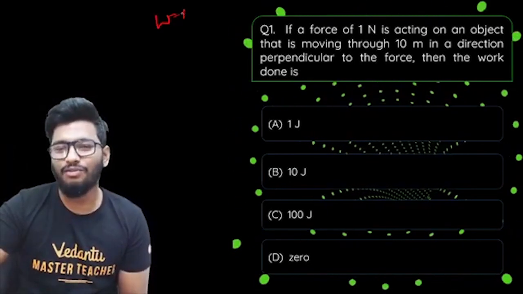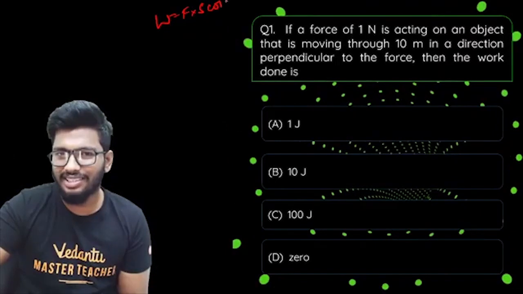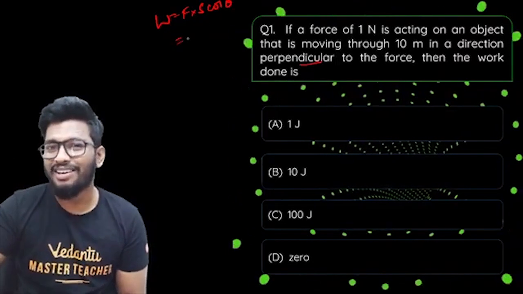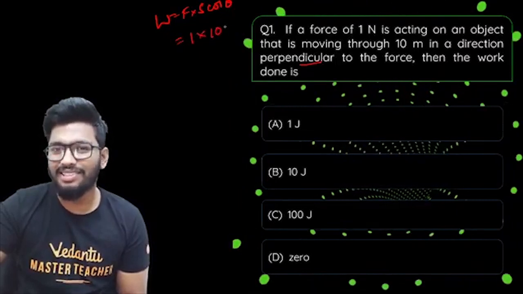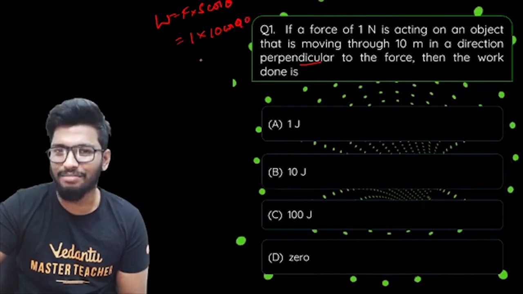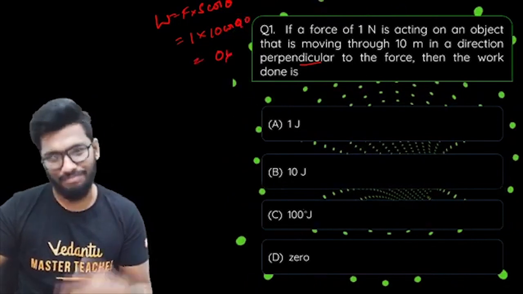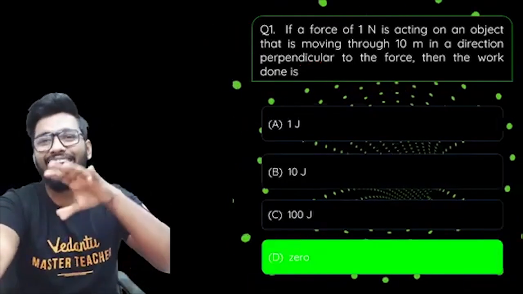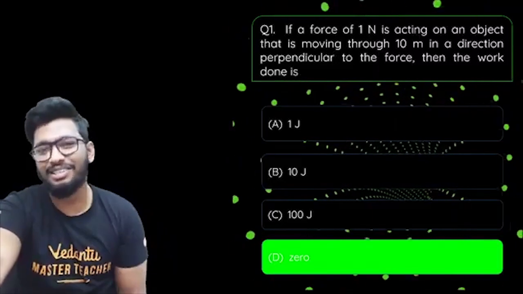So work done is equal to force times displacement cos theta. Now they've clearly mentioned that it's perpendicular. So what is it going to be? Force is 1, displacement is 10, cos 90, which is nothing but 0. So the whole term becomes 0. So what is the work done? Apparently it's 0. No matter how much you do, according to physics, the work done is said to be 0 in this case.